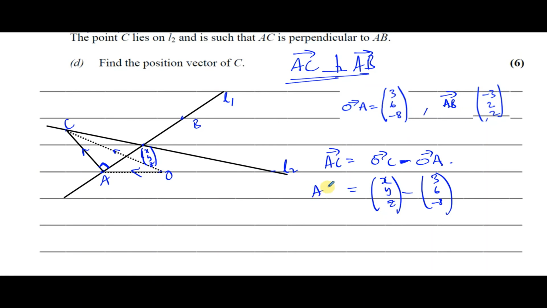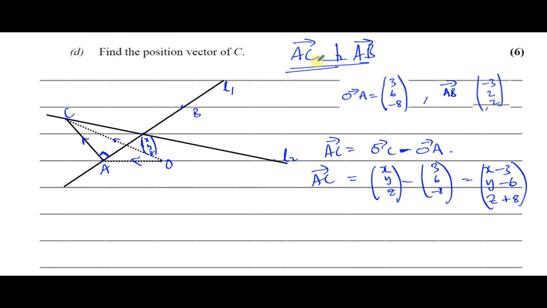So I can say that the vector from A to C can be given as X minus 3, Y minus 6 and Z plus 8. This is, in terms of X, Y, and Z, the vector from A to C. And I know that these two vectors are perpendicular. Now, perpendicular vectors have a dot product which is 0. So I've got my vector AB, which is minus 3, 2, 2, and I'll multiply that by vector AC, X minus 3, Y minus 6, Z plus 8. Now the dot product of those two must be 0.